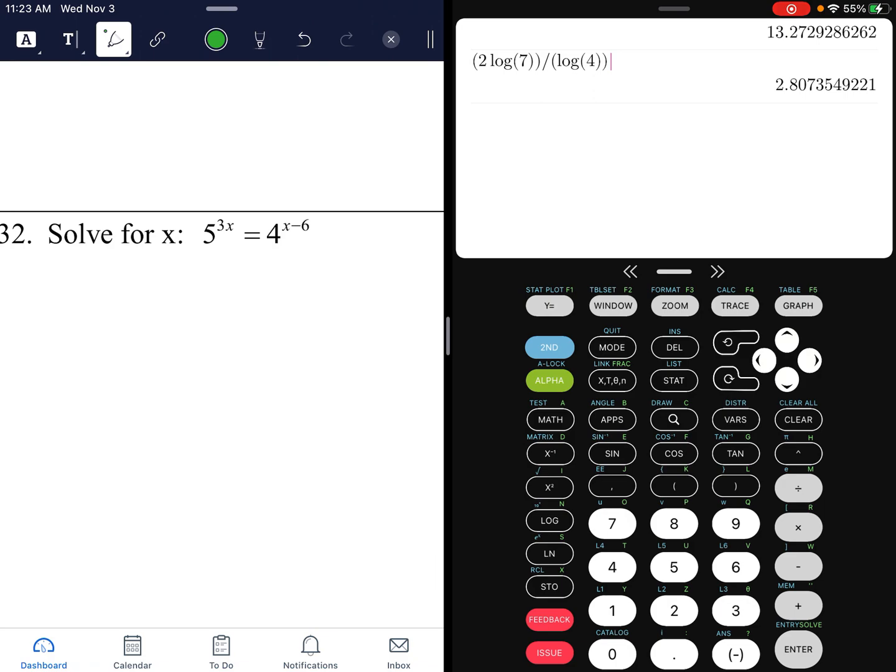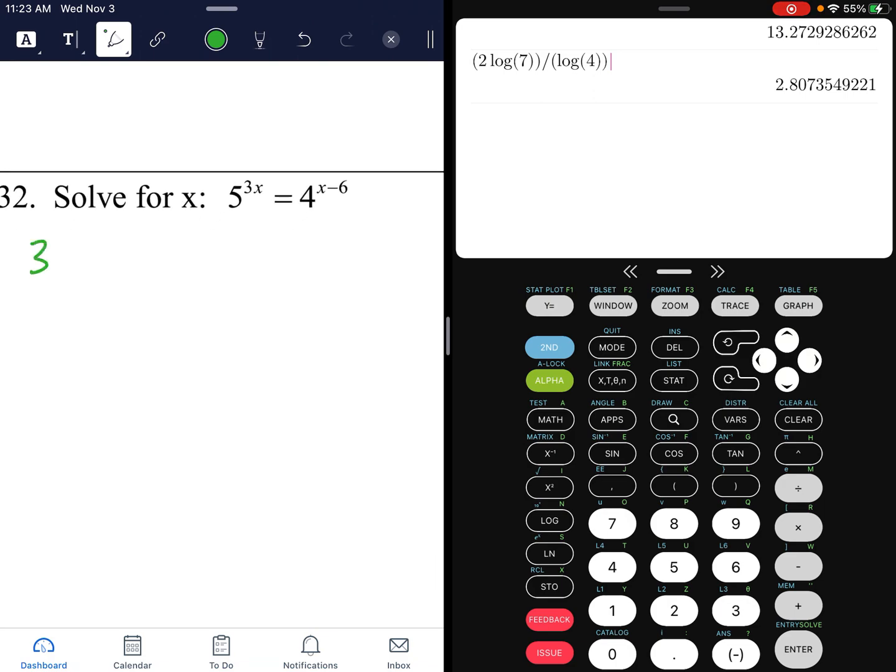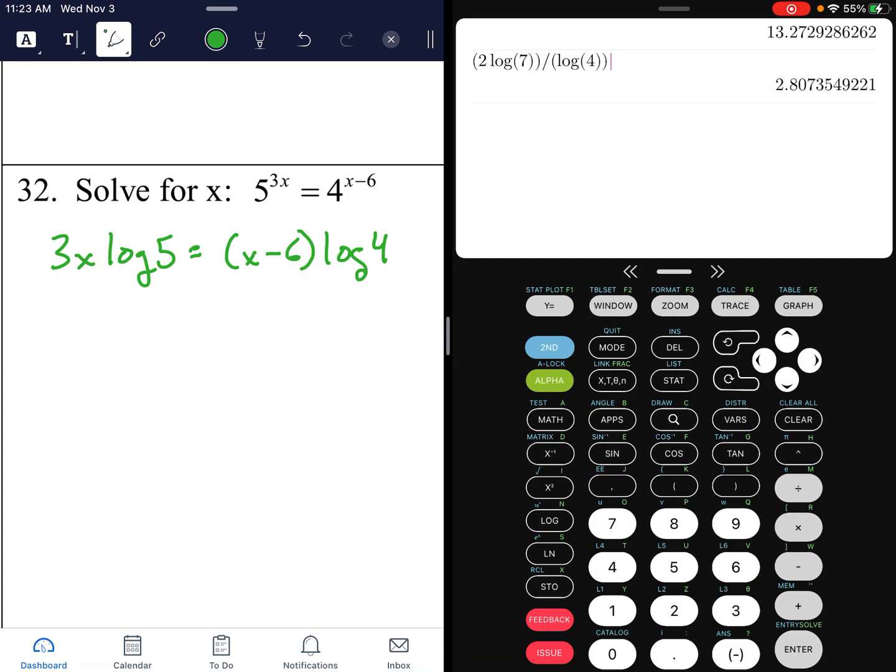Next, now they get a little more complicated. So we're going to have 3x log of 5 equals x minus 6 log of 4. In this case, we have to have some manipulation of this because we have 2 x's in our equation. So I'm going to distribute the log of 4 on the right-hand side to both terms in our parentheses, the x and the negative 6. So I have 3x log of 5 equals x log of 4 minus 6 log of 4.